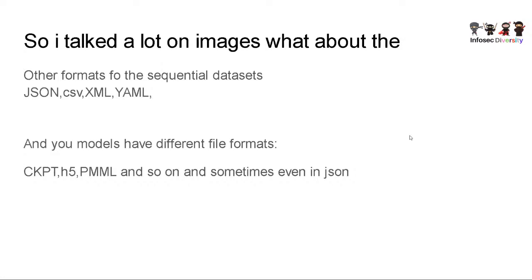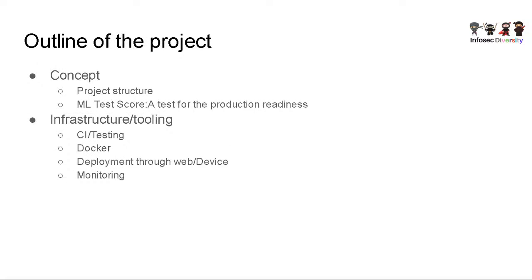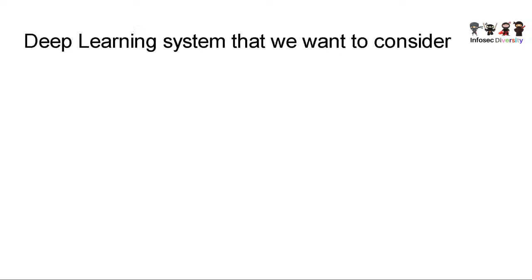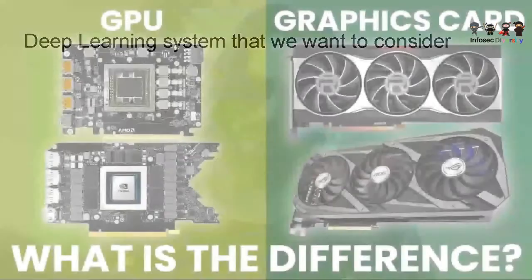So I have been working on different data sets: JSON, CSV, XML, YAML, and there are different file formats for the model: CKPT, H5, PMML, and so on. And project structure and CI/CD tools, and that's what we are thinking about. We are thinking about how we can do it with Docker, but Docker has its own way of not giving access to root users. But sometimes if you don't configure it properly, it goes to the root users as well. So make the prediction, bring the accuracy, then work on the deployment. That's what we are always thinking towards.